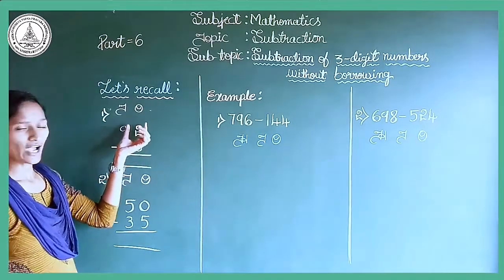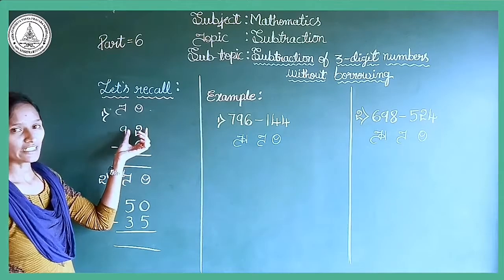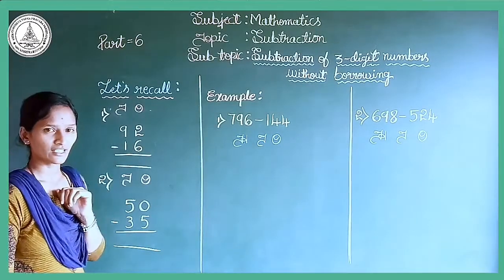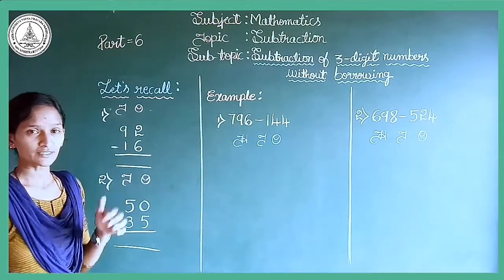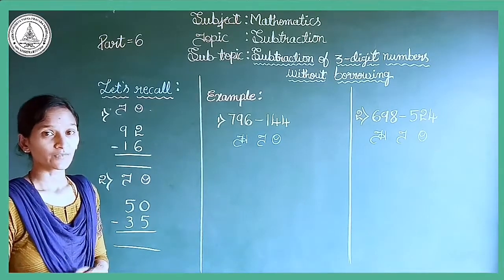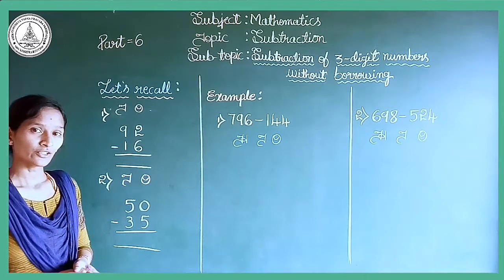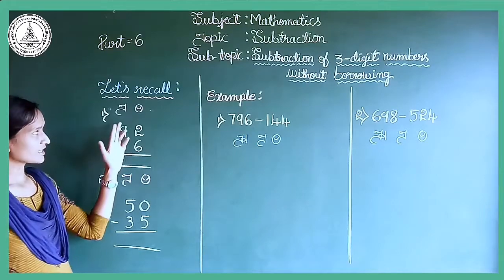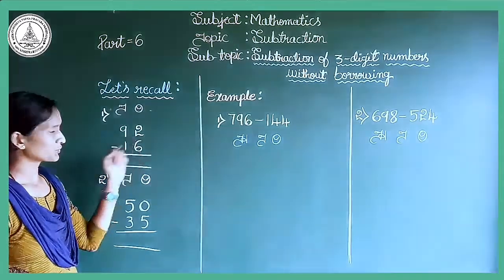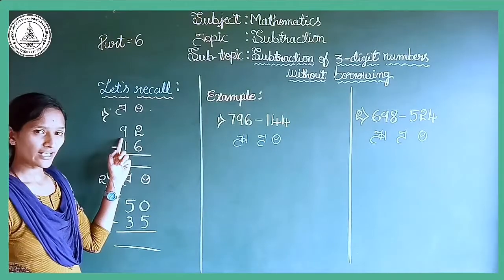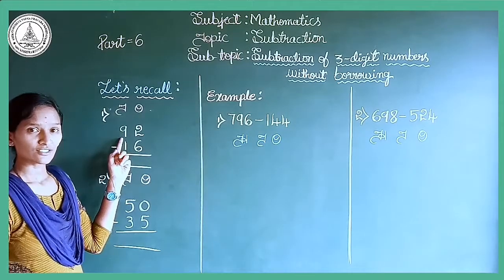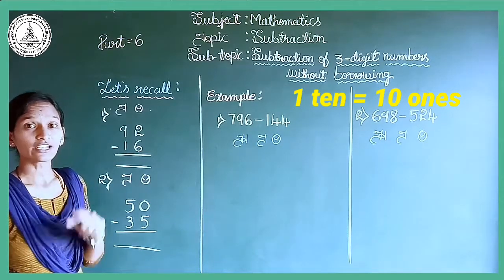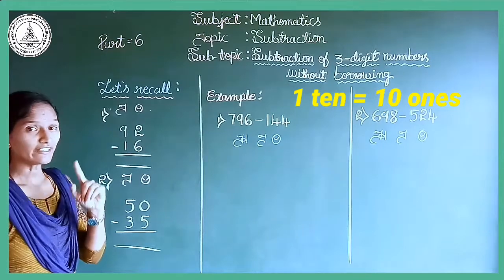See here, first you have to subtract the numbers in the ones column, that is 2 minus 6. Is it possible to subtract? No. What can we do? We can take a borrow from its next place value, that is tens. Here is a 9. 1 ten will be borrowed as 10. So already you know 1 ten is equal to 10 ones. Right? 10 ones.